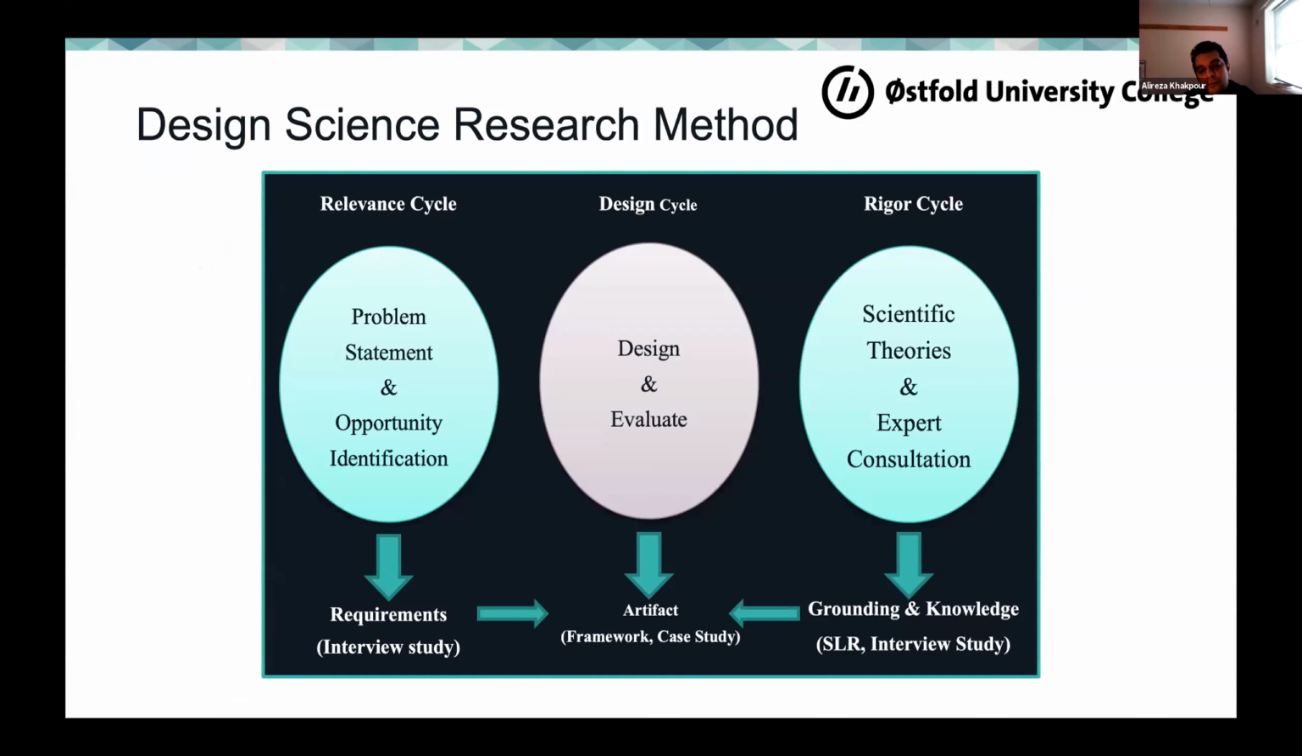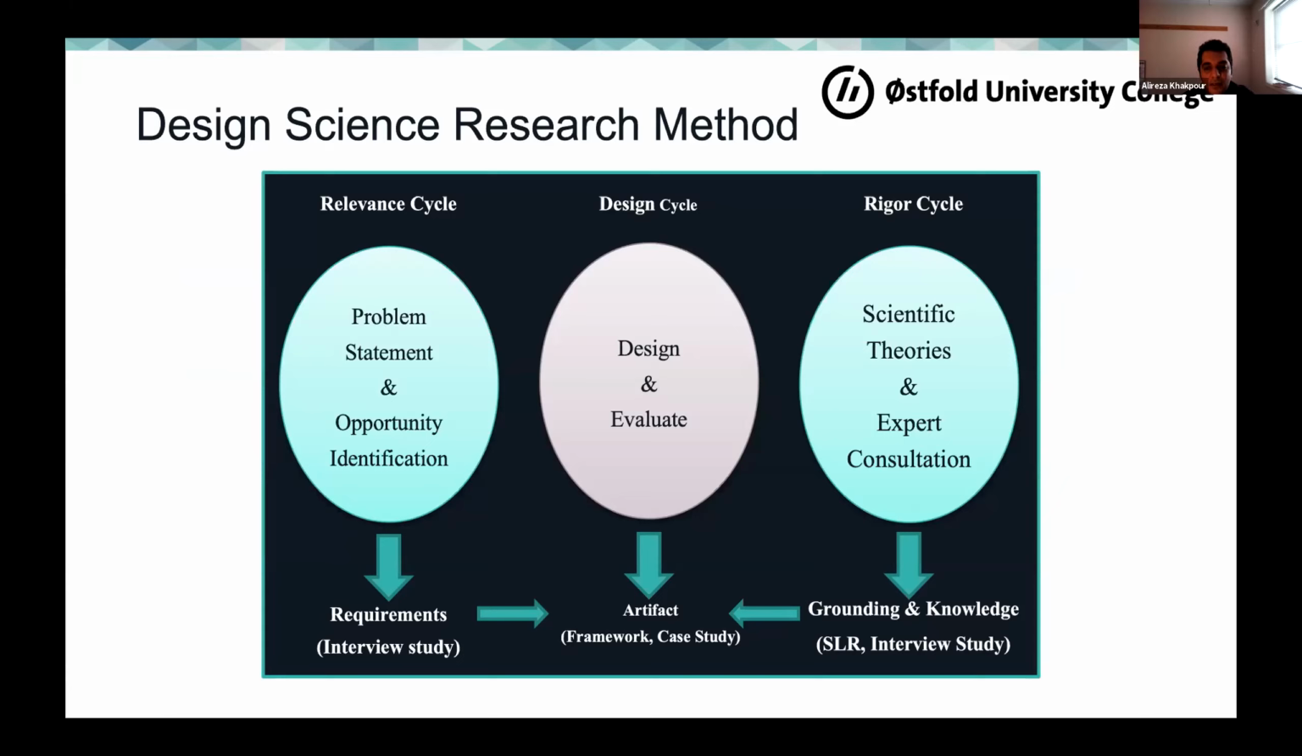In order to tackle the questions, we are going to adopt a design science research method, which is basically constituted of 3 main cycles of work. First is the relevance cycle, where we analyze the application domain by formulating the problem statement and identifying the opportunities. The outcome of this cycle will be requirements that we have to address, and we're going to conduct interview studies for this phase.